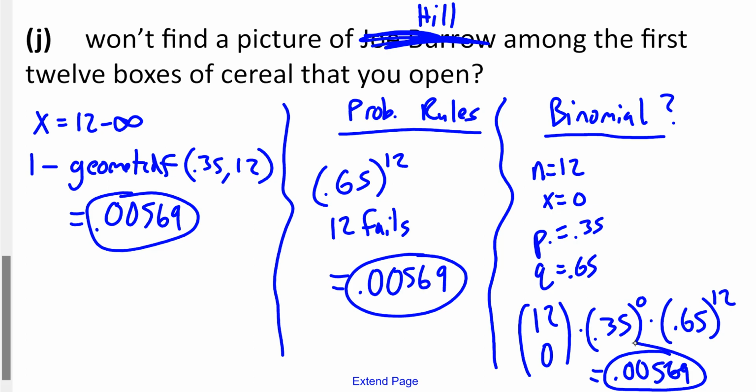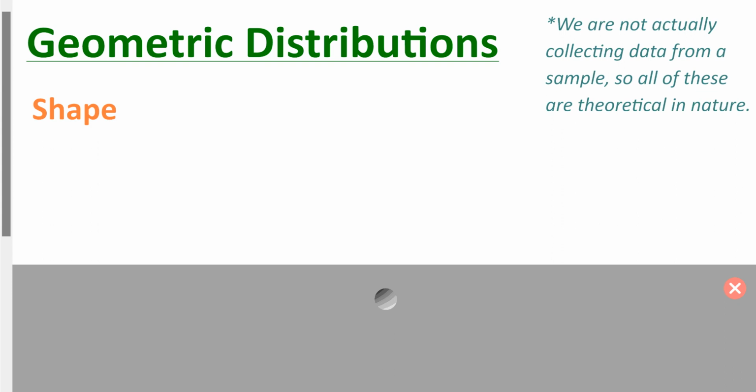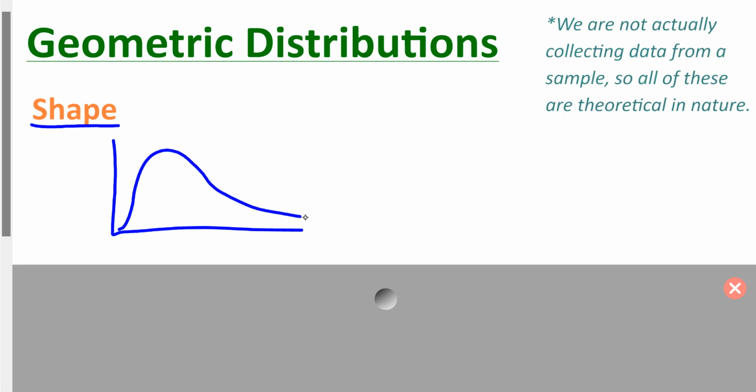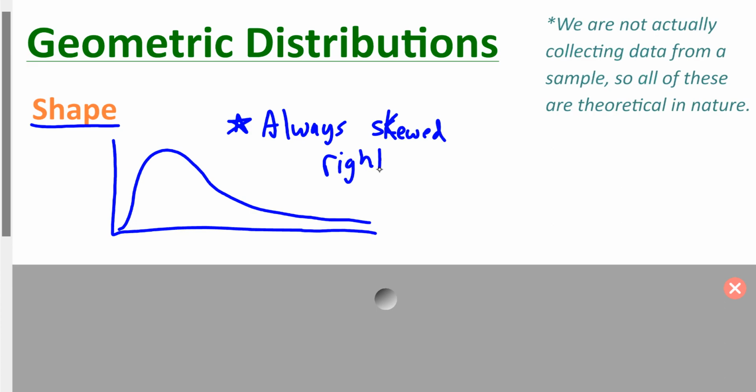Now, the last thing I want to talk about with these geometric situations is what's true if we're ever asked to describe the distribution. Again, these are all theoretical; we don't actually have the data. But I want to point out a couple things about shape, center, and variability. The shape: because it starts at 1 and could keep going on forever, the probability is going to get smaller and smaller. If we have a geometric situation, it is always skewed right.